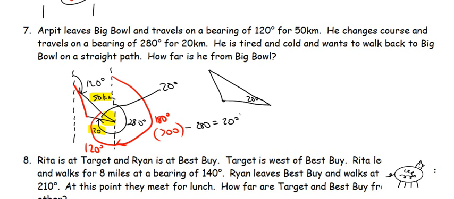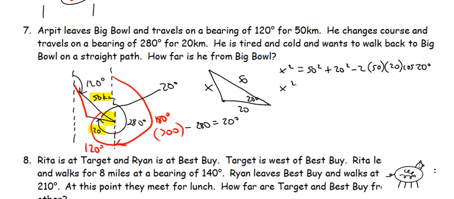That's 20 degrees. This is 20 kilometers, and this is 50 kilometers. Okay, not too bad. And of course, what are we going to use here? We're looking for that red line here, so x. Of course, we don't have a ratio. We're using law of cosines. So it's going to be x squared equals 50 squared plus 20 squared minus 2 times 50 times 20 cosine of 20 degrees.